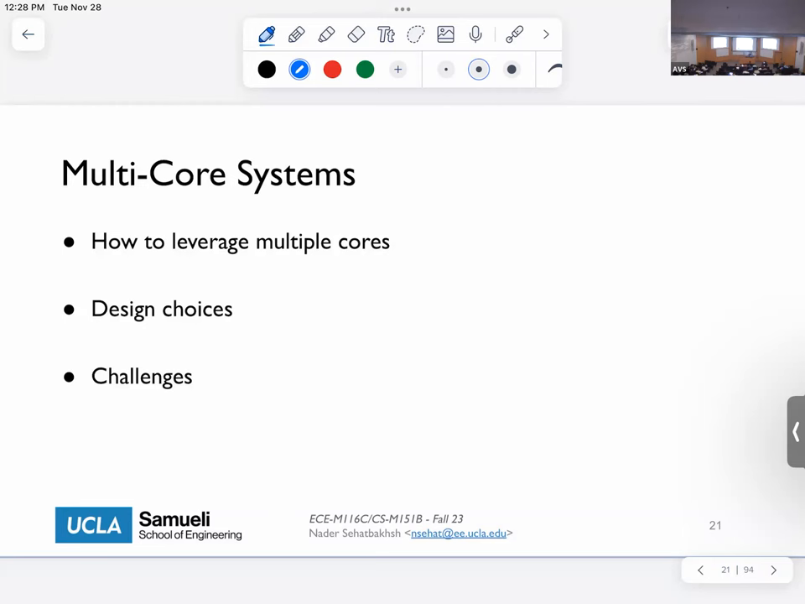So when we talk about multi-cores, there are multiple different things that we need to think about. First of all, how do we leverage multiple cores? How do we actually get performance out of these multi-core systems is one thing that we need to think about. Then there will be some design choices that we're going to talk about. But the main things that we're going to talk about in this lecture and in the next lecture are the challenges that this multi-core and this sharing will bring. There are actually two main issues that it's going to create, and we're going to talk about those two main issues when we're talking about multi-core systems.